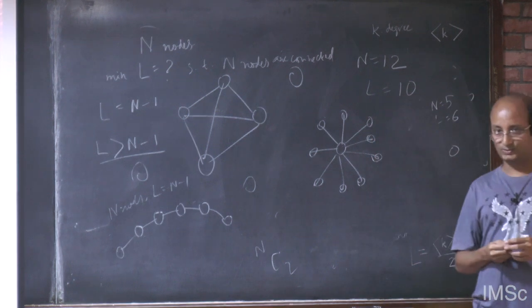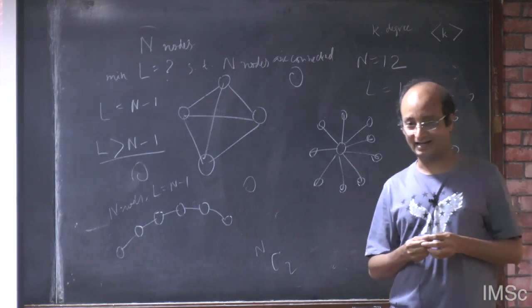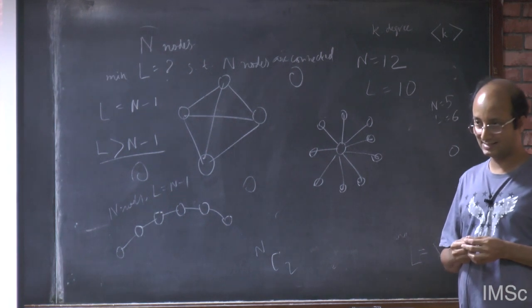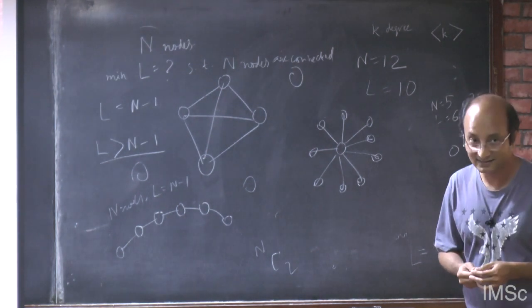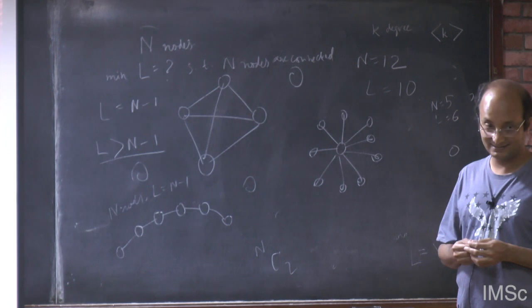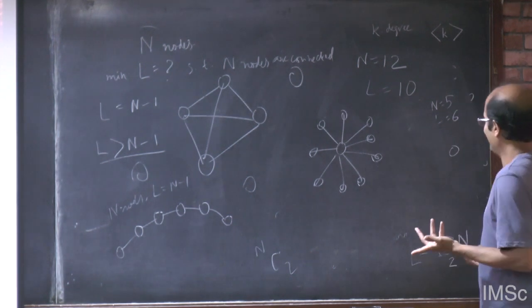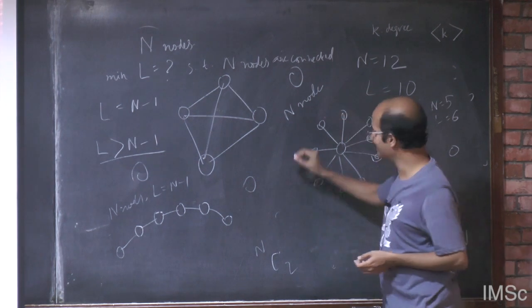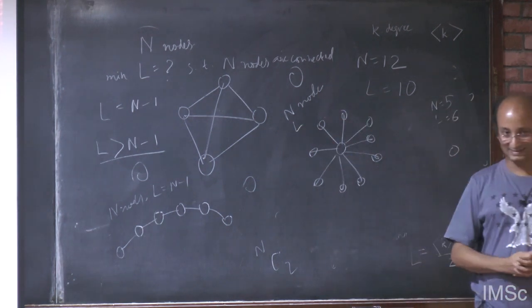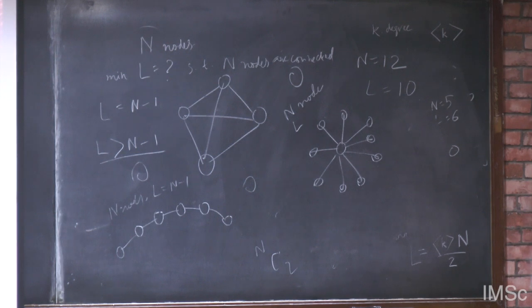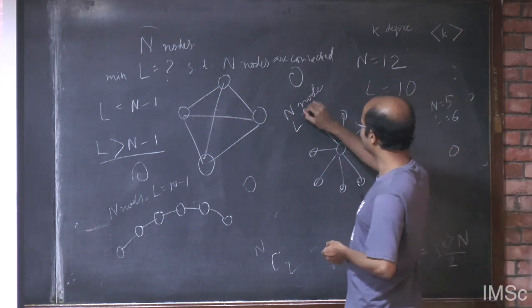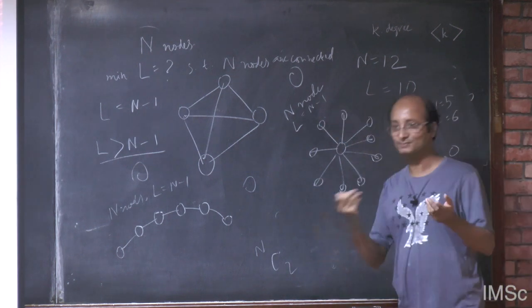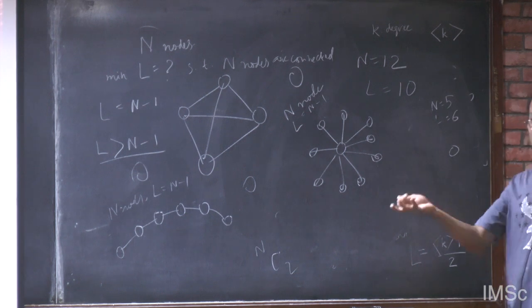Okay, so how many edges are there if there are n nodes? Sorry? No, I mean, if I'm calling the number of nodes n, then what is L in the star configuration? Again, it will be n minus 1, right? What's the average degree? Again, it will be 2, because it just follows from L and N.